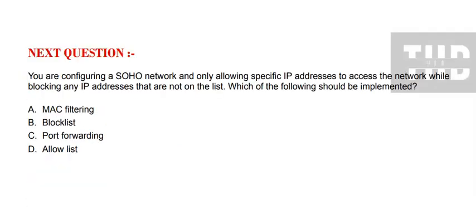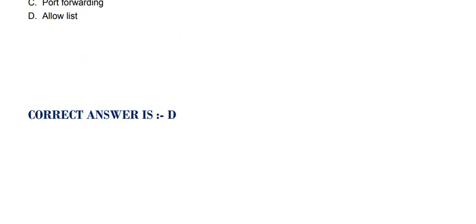Next question is, you are configuring a SOHO network and only allowing specific IP addresses to access the network while blocking any IP addresses that are not on the list. Which of the following should be implemented? And the options are: option A, MAC filtering, option B, block list, option C, port forwarding, and option D, allow list. The correct option is option D.